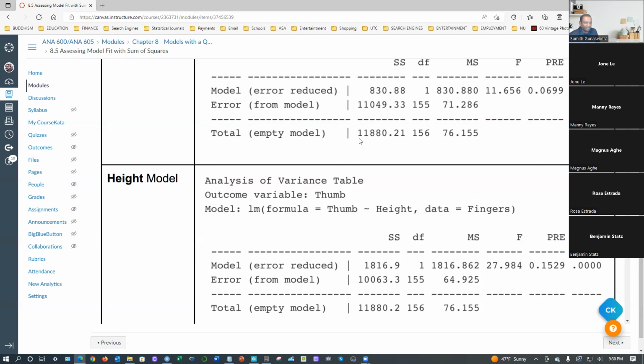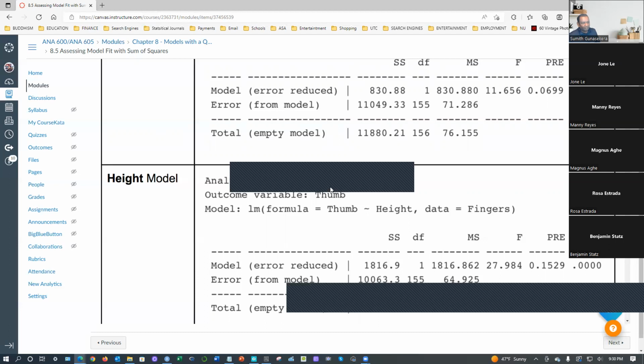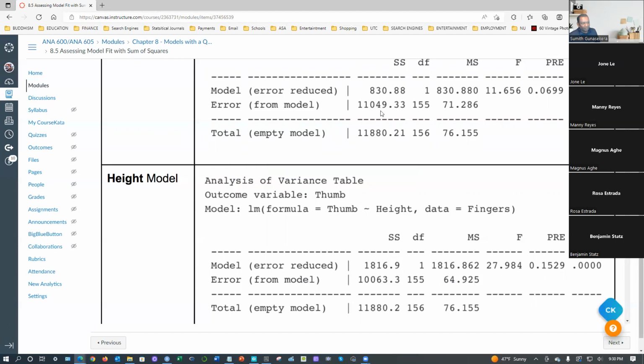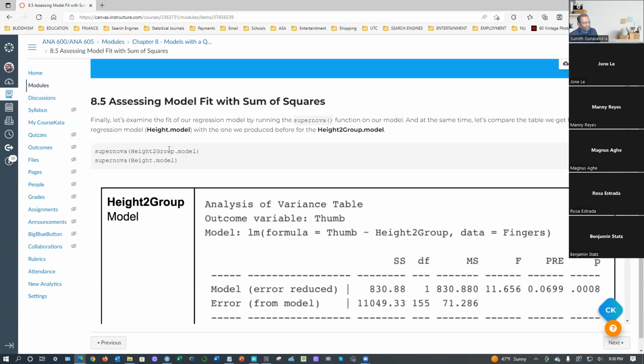If you compare this value to this value, this should be less, should be left over. The other one, more should be left over in the worst model. In the bad model, more should be left over, but the total which came from that empty model stayed the same.